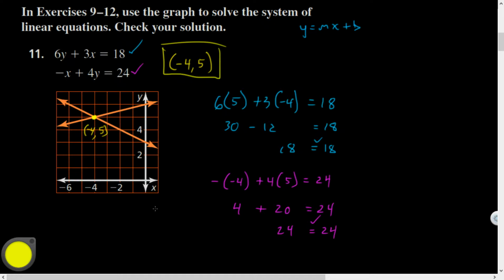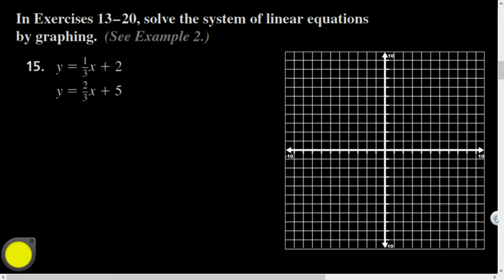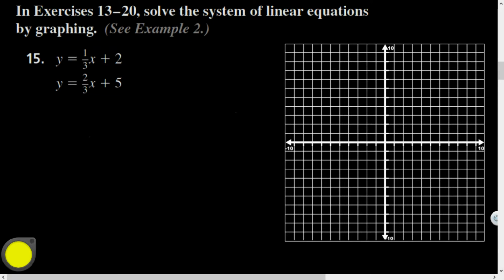So some of our solutions on this homework were estimates, where we were just getting it close. As a result, when we did the checks, they were only close to one another. So graphing is great for visually understanding these problems, but it's not the most accurate method. It's not the most effective method all the time. All right, so here we go.